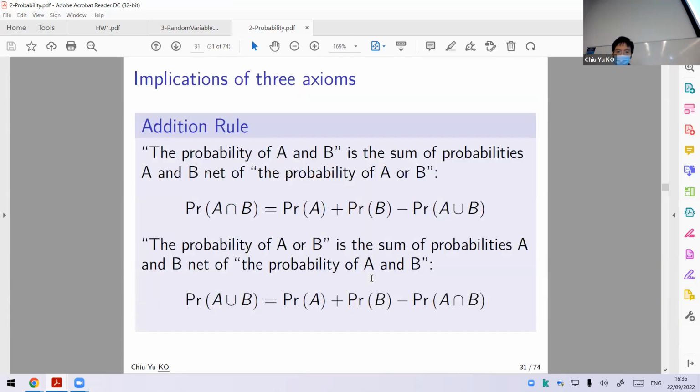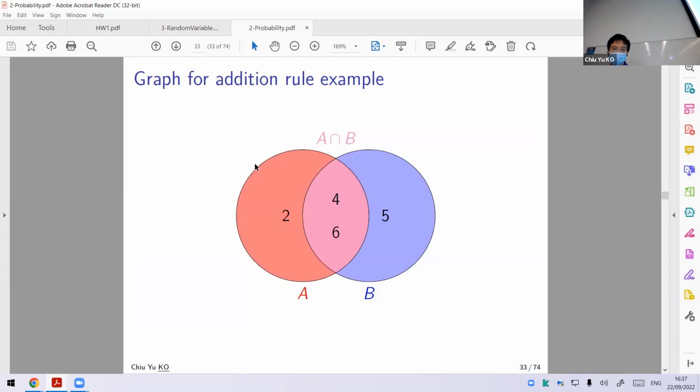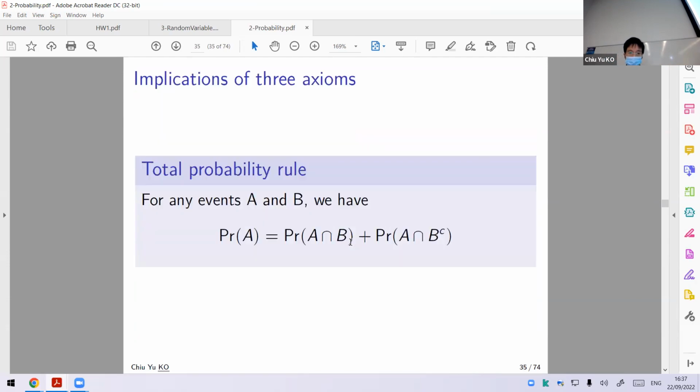Okay, and there is the addition rule that helps us understand how union and intersect are related, right? And this graphic is very simple, right? This big red circle plus this blue circle, because they overlap in the pink part, take it out, will be equal to this, I don't know, snowman-shaped area.